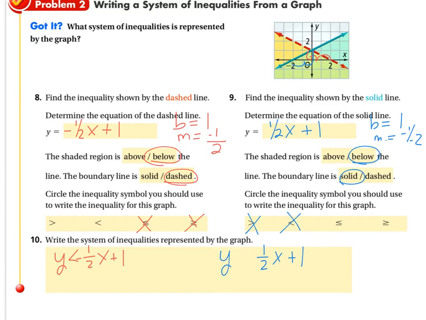Now if I put 0, 0 in there as a point, and in this case I know the point 0, 0 works, I have to make it a true statement, this line would be this way. And again, it has an equal sign because it's a solid line. So those are the system of inequalities represented by this graph.